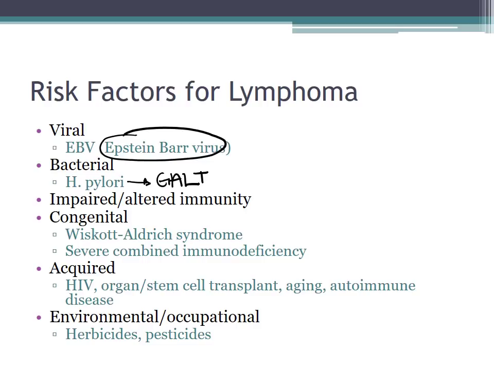There can be different immune issues that could lead to lymphomas. There are some congenital syndromes as well. Lymphomas could be acquired from other treatments such as stem cell transplants. It could be related to aging, autoimmune, and also again acquired from infections like HIV. And also exposures to things such as herbicides and pesticides can put people at risk for lymphoma.